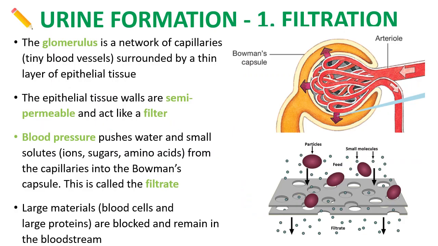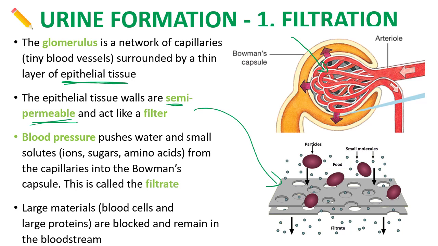Alright, so step 1. This is the filtering part in filtration. So remember, we're at the top of the nephron where we've got what's called the glomerulus. And the glomerulus is this tightly packed ball of capillaries here. And just like every small blood vessel, it's surrounded by epithelial tissue. And it's really just one layer of cells thick. So that means this little layer around the capillaries is semi-permeable, and it's going to act like a filter, just like you can see here.